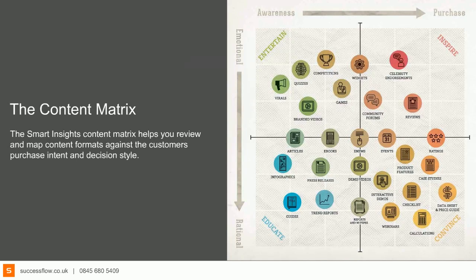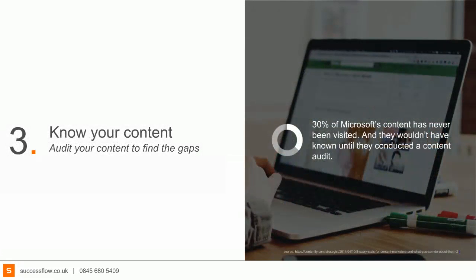If we've got a persona that we feel is much more emotional, we're going to need to create content that's more viral, fun, entertaining. Whereas if we're looking at a much more serious buyer, then we might want more fact-based, educational content, right through to where we want to convince them to buy. So definitely a good exercise is to know your content today.